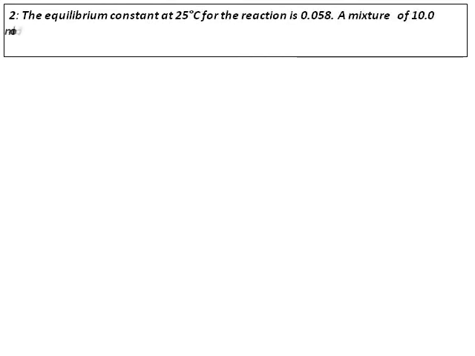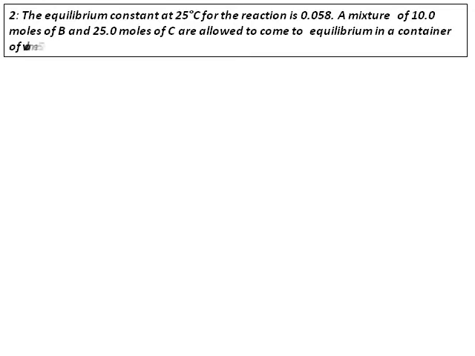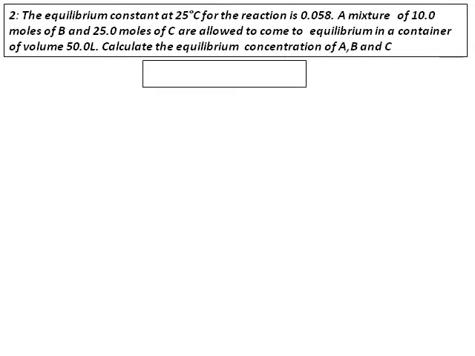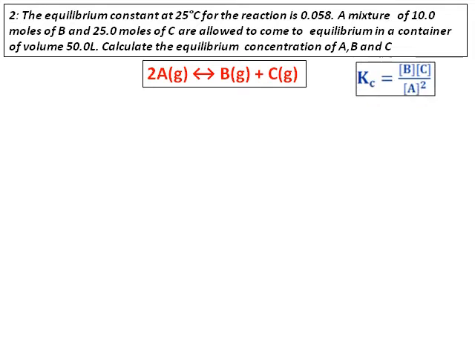Let's do the next question using the ICE technique. The equilibrium constant at 25 degrees Celsius for the reaction is 0.058. A mixture of 10 moles of B and 25 moles of C are allowed to come to equilibrium in a container of volume 50 liters. Calculate the equilibrium concentrations of A, B and C. The equation given is A giving you B plus C. So write down the equilibrium constant, concentration of B, C divided by A raised to the power of 2.